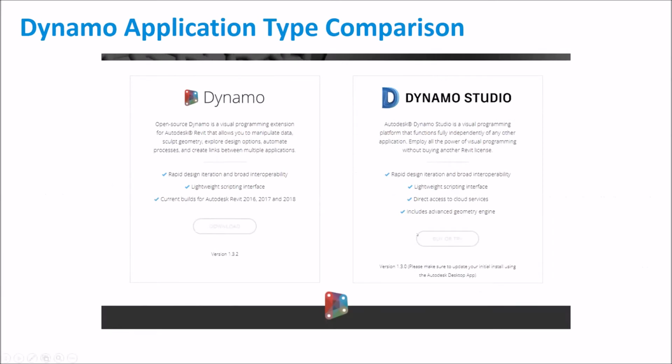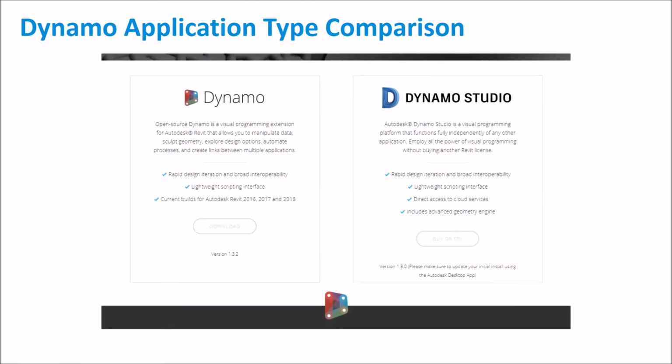So where do you get Dynamo, and which type of Dynamo do your users need? When you visit the download section of dynamobim.org, there's two basic Dynamo downloads. There's Dynamo, which you can see to the left here, including both Dynamo Core, Dynamo for Revit, and Dynamo Player. And there's also Dynamo Studio that you're seeing to the right, which is including Studio and Core.